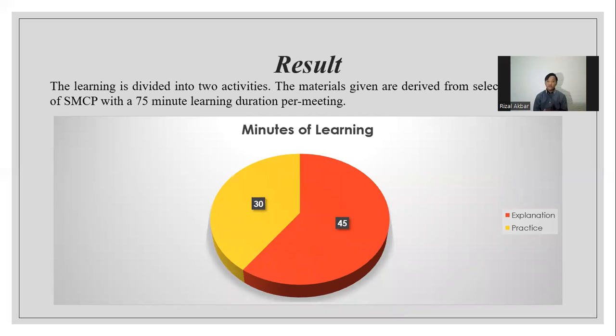Result. The learning is divided into 2 activities. The material given is derived from selected SMCP with 75 minutes of learning duration per meeting. We have a pie chart. This pie chart is divided into 2 parts. The yellow or orange part shows the practice, and the red part shows the explanation. This number shows how many minutes we use in that part. For example, for the practice part, we use 30 minutes. For the explanation, we use 45 minutes.